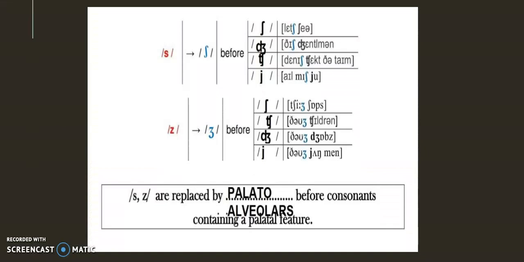So now we've got all the cases together here so that we can see how to analyze this information, which is the one you need to remember. S and z are replaced by palatoalveolar sounds, which is the place of articulation of these two sounds. So they are replaced by palatoalveolar consonants before consonants that have a palatal feature, which are these ones. The same in both cases.